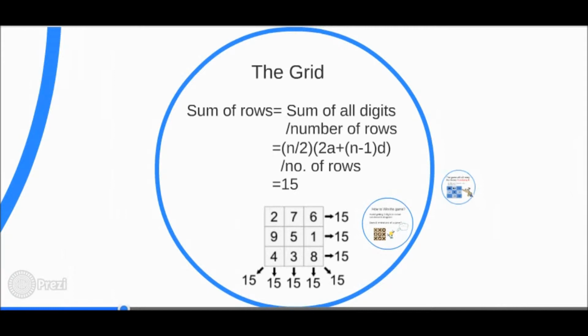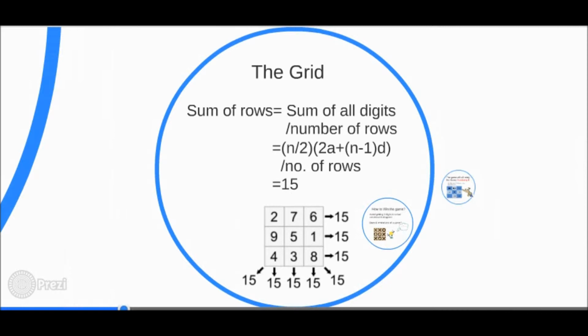The n is the number of digits. A is the first term. D is the difference between each term. After you get the sum, you divide it by the number of rows or columns, and you will get the sum of each row equal to 15.